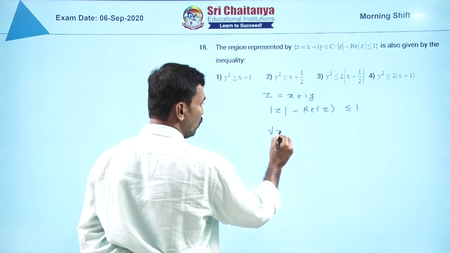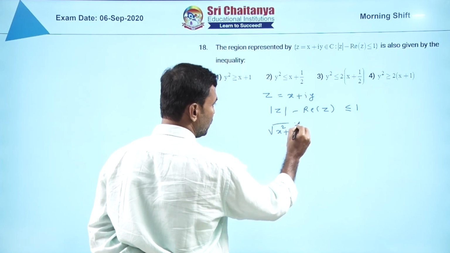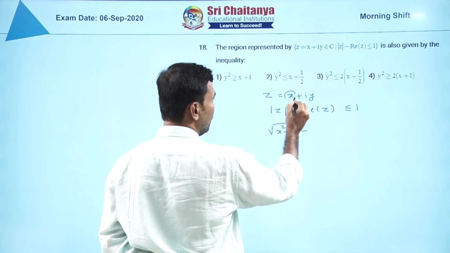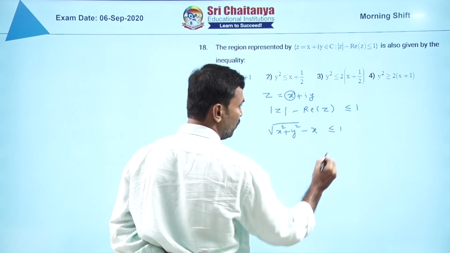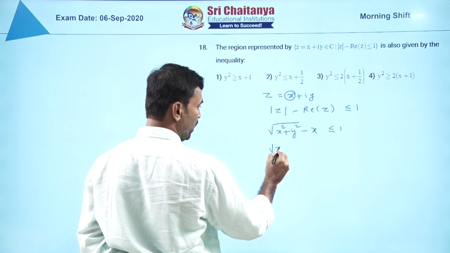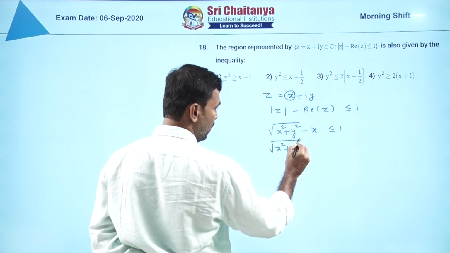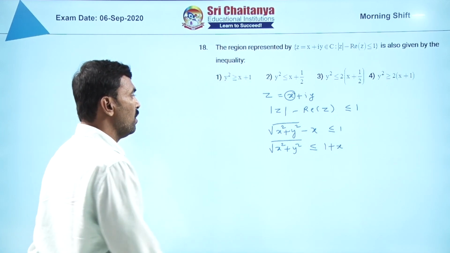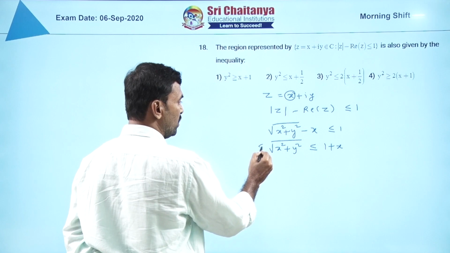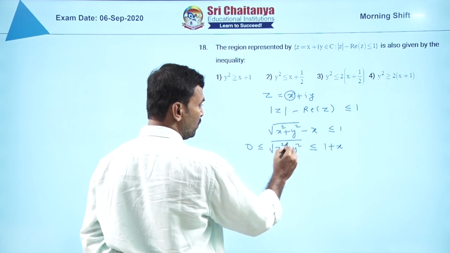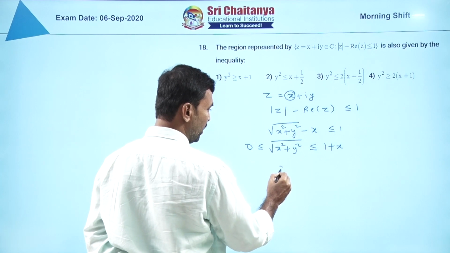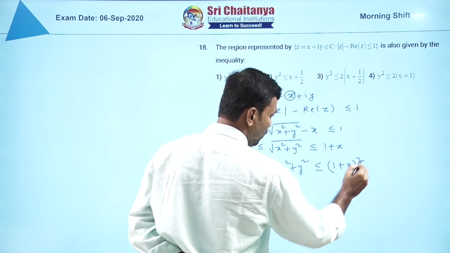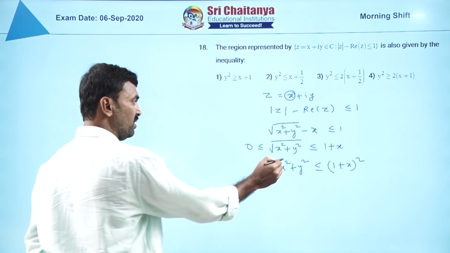Modulus of z is what? Root over x square plus y square. When z is x plus iy, mod z is root over x square plus y square, minus the real part of z. x is the real part of z, less than or equal to 1. I am simplifying this inequality. Root over x square plus y square is less than or equal to 1 plus x. Square root of x square plus y square is always greater than or equal to 0. Therefore, it can be written as x square plus y square less than or equal to (1 plus x) whole square, by squaring on both sides.